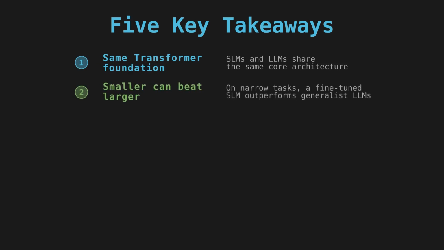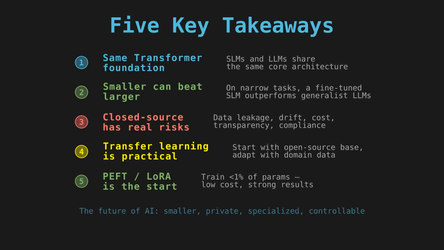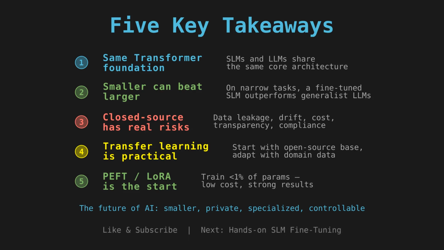Five key takeaways. First, SLMs and LLMs share the same transformer foundation. The difference is scale, not architecture. Second, a smaller model trained on focused data can outperform a larger general model on narrow specialized tasks. Think specialist versus generalist. Third, closed-source generalist LLMs create real risks around data privacy, unpredictable costs, model drift, and regulatory compliance.